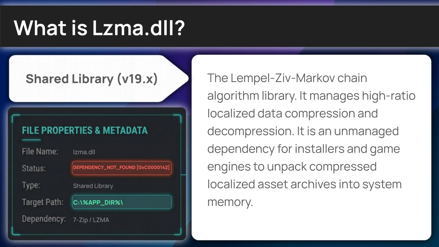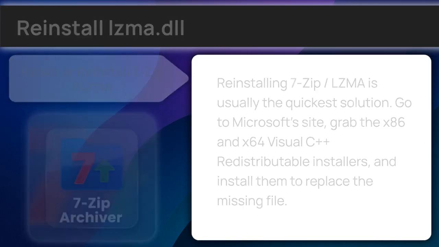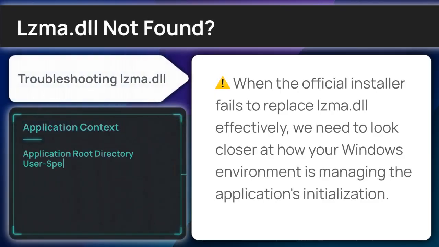Let's get to work. We'll start with the most common fix for this specific error. Reinstalling 7-zip/Lzma is usually the quickest solution. Go to Microsoft's site, grab the x86 and x64 Visual C++ redistributable installers, and install them to replace the missing file.